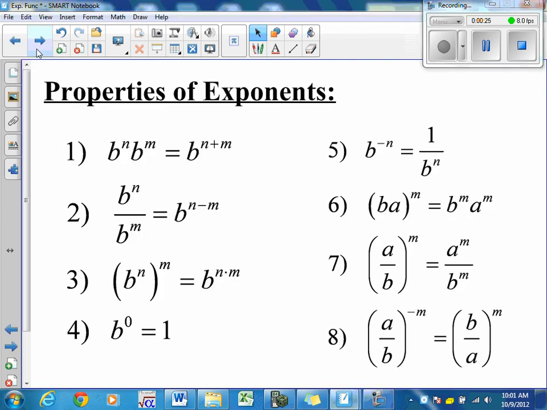Before we do that, though, I want to go back and review some of the properties of exponents. We've seen these already. If you multiply two things, you add your exponents; when you divide, you subtract your exponents; power to a power, you multiply; negative exponent, you think fraction. So we're going to do a few problems to refresh our memories because we're going to be using these a lot in this chapter because we're dealing with exponential functions.